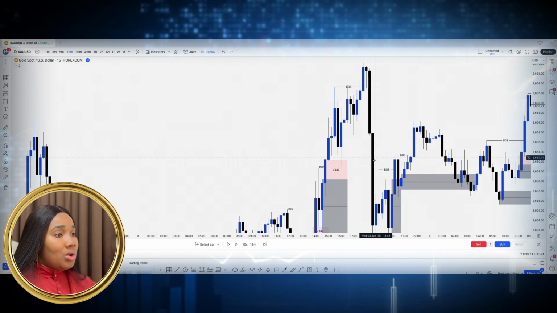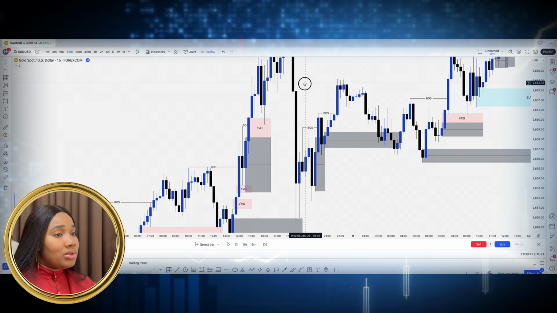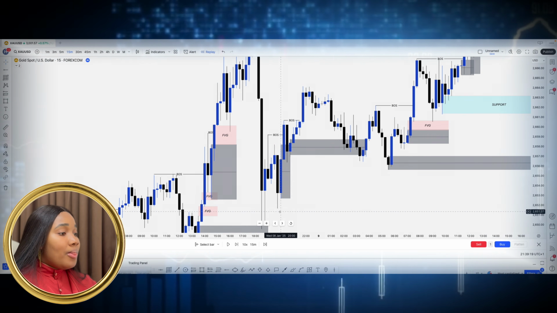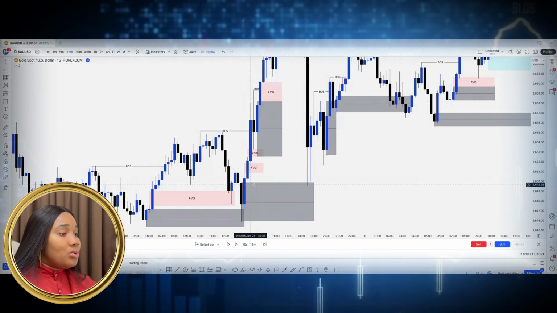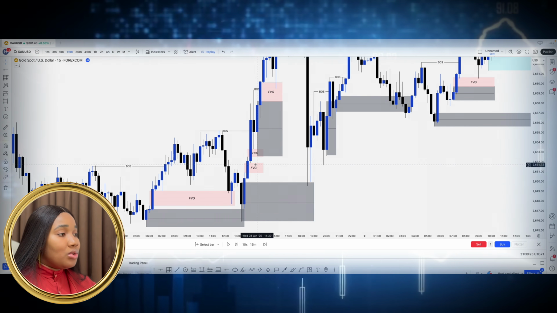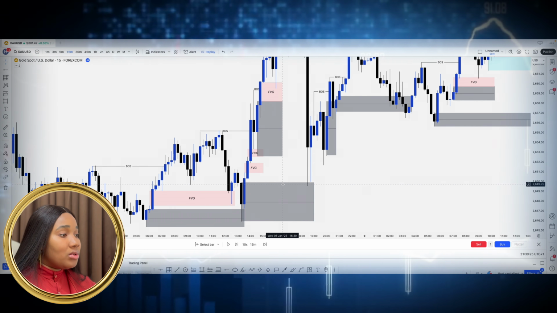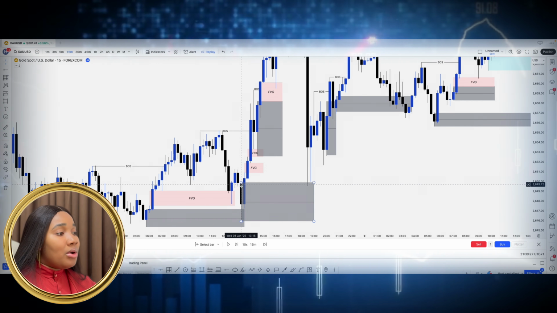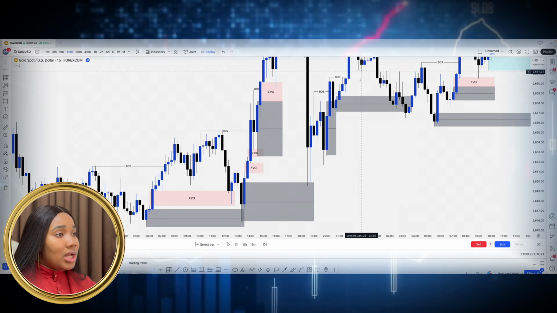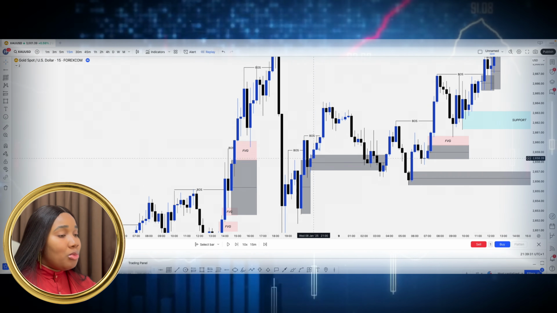From there we got this push to the downside. So price tapped into this particular order block here because when it was moving, price did not come back into this particular order block, but now it has tapped into this order block and dished out this push to the upside. And from that movement, we were getting internal structure.